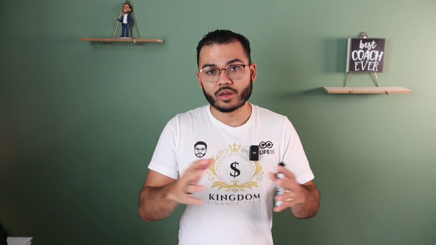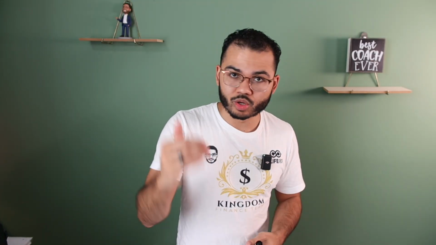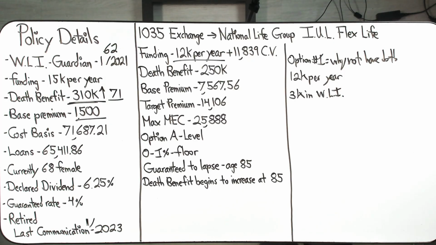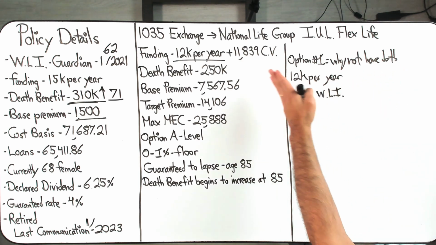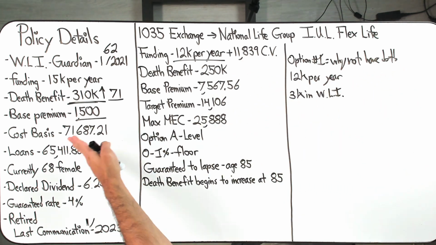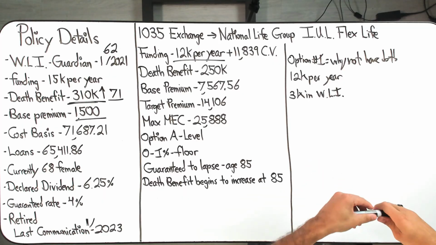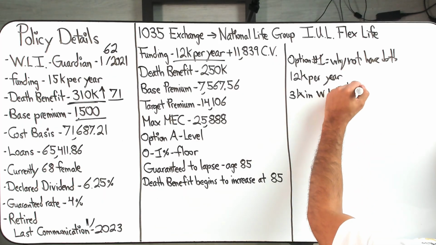All I can do as the coach is observe, show the blind spots, show the plays, show the options, and educate you as much as I can. But you're the player at the end of the day of your own finances. You are responsible as an individual for your own financial choices. But I'm still going to love you all the more. So why not have both? 12K to the IUL, 3K to the whole life, or reduce all the way down to 1,500 bucks.